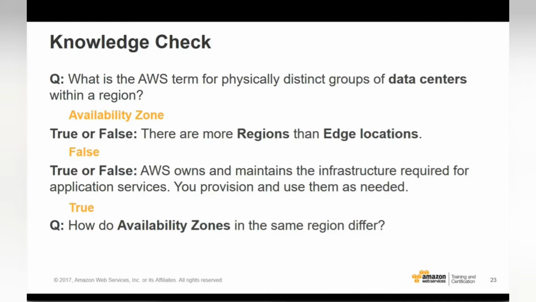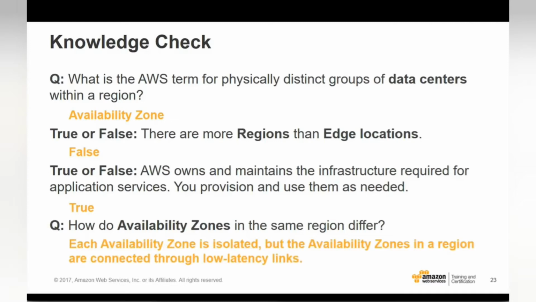And finally, if you get this right, we can move on to the next section. How do availability zones in the same region differ? Give you a chance to think about that for a second. It's to do with isolation. Each AZ is isolated, but the availability zones in a region are connected through low latency links, so it's very fast connections, but they're isolated. That's the important thing. Okay? Wonderful. Alright, next module.